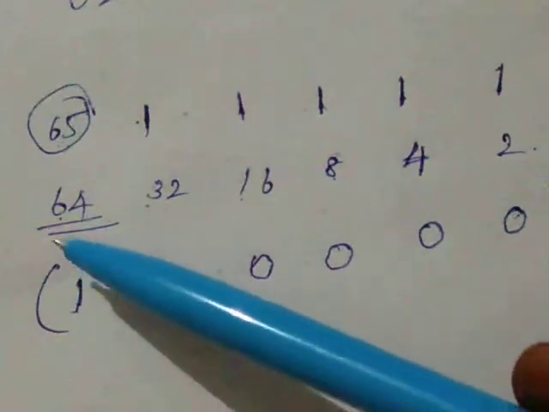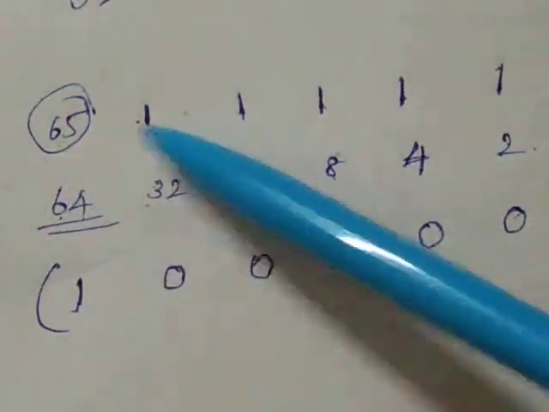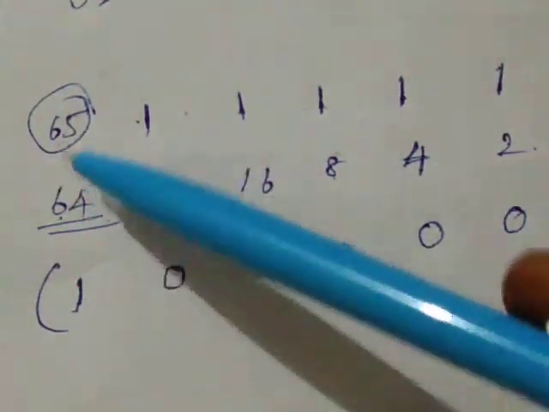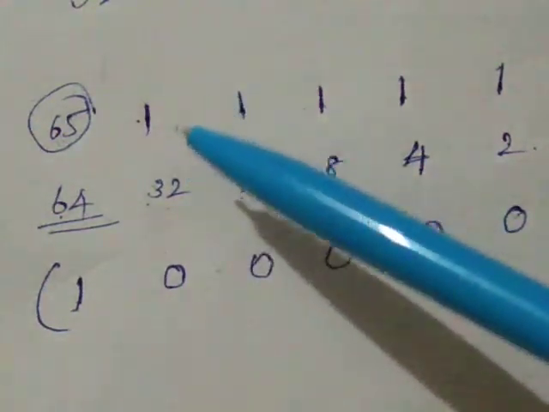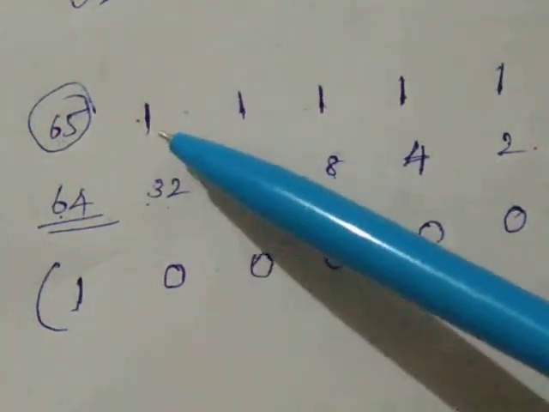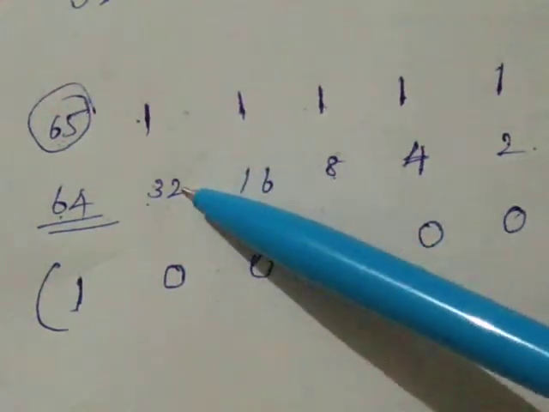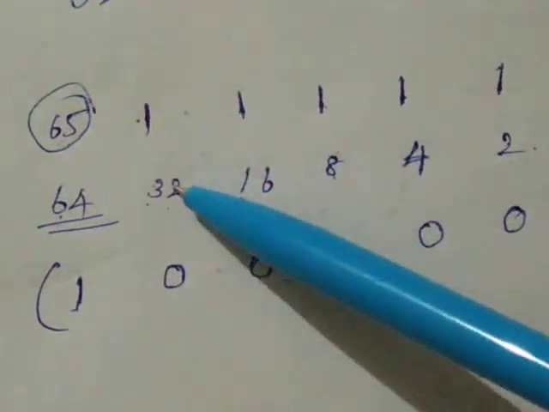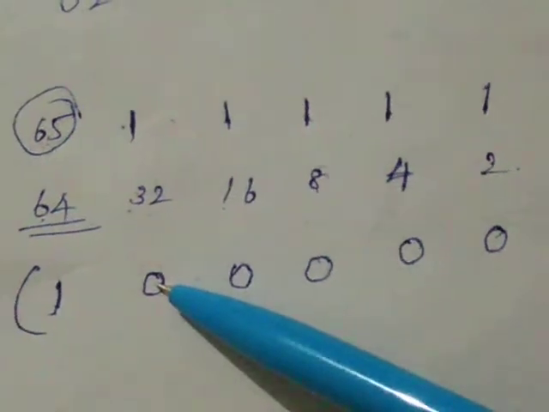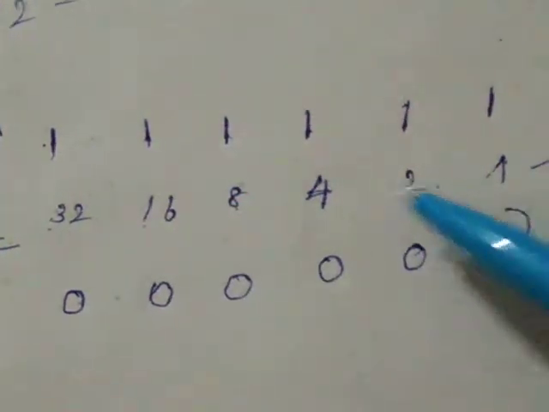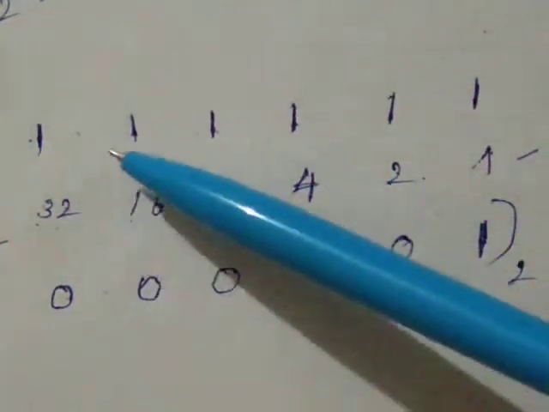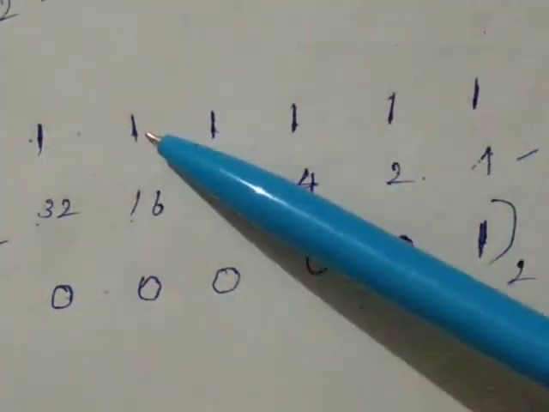Then we have to take the next number. What is the next number? If we subtract 64 from 65, 1 is left. See these two numbers. We can't subtract this number from 1, so this is greater than 1. We can't subtract, so we will put 0, and the same for the next ones. Wherever we can't subtract, we bring down the same number. So there is 1.